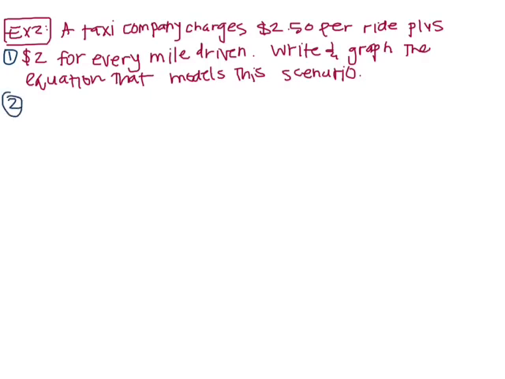Step number 2, I need to identify my dependent and my independent variables. So independent variable is the variable that changes based on values chosen. So I have two things here. I have the cost of the ride and the miles driven. Well, the cost of the ride depends on how far I go. So since it depends on how far I go, that is going to be the dependent.